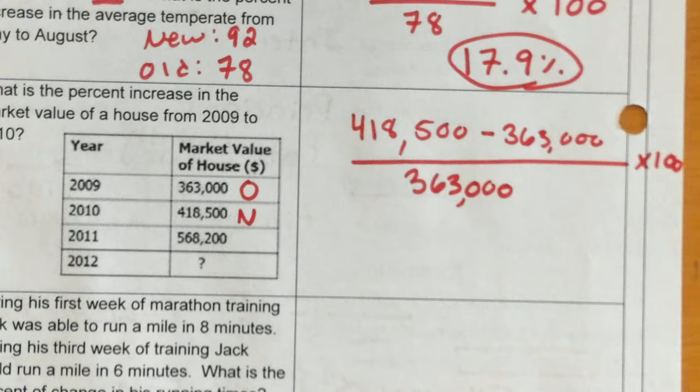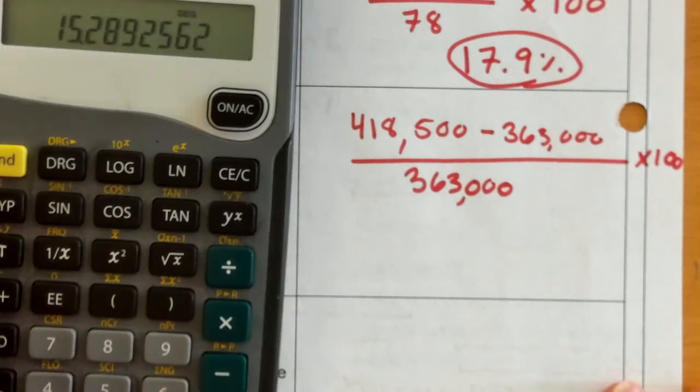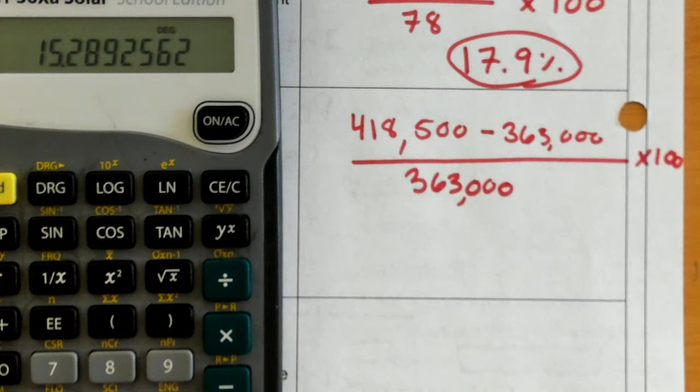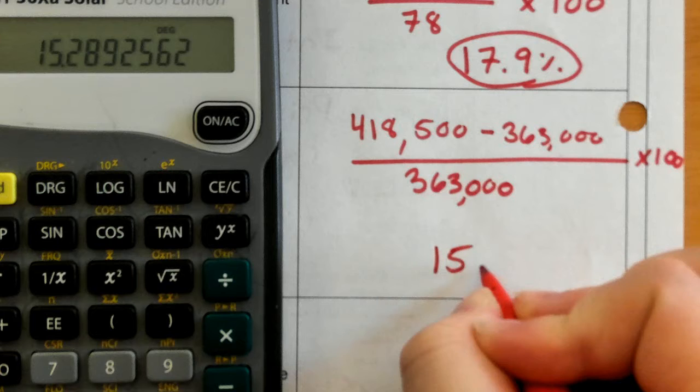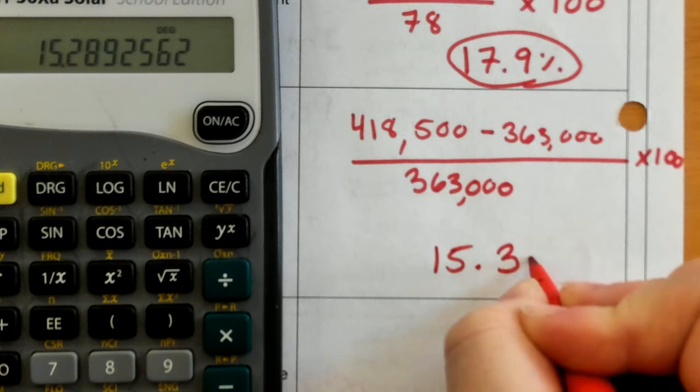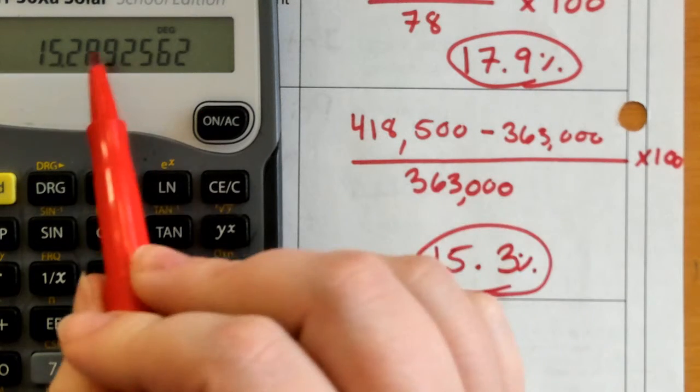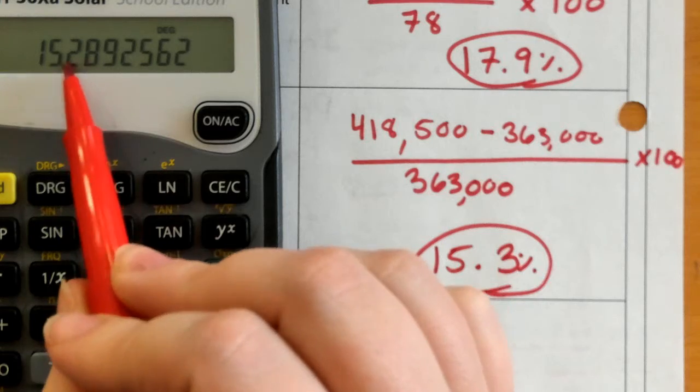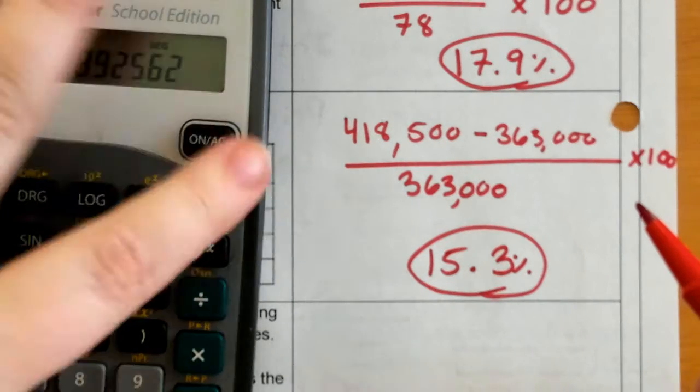418,500 minus 363,000 equals 55,500. Okay? Divided by 363,000 equals, times 100 equals, and I get this, 15.289, blah, blah, blah. I'm going to round that off to 15.3%. Okay, that 8 after the 2 would bump that up to a 3 if we're rounding it.